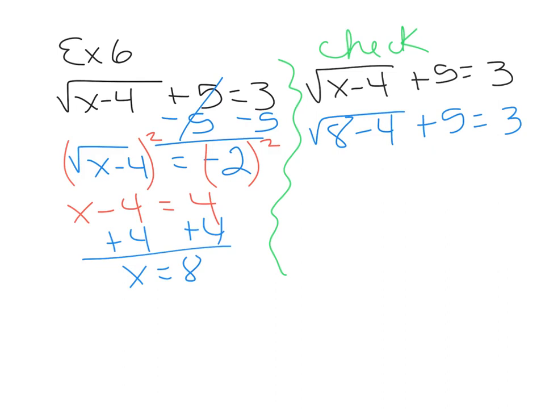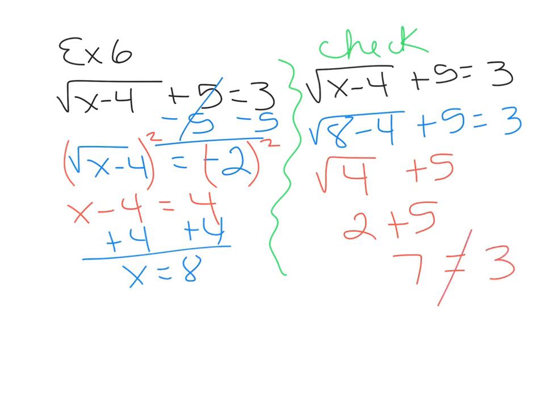8 minus 4 is 4. The square root of 4 is 2. 2 plus 5 is 7. Well, guess what? 7 does not equal 3. This solution here does not check out because it doesn't work when I put it back in this original equation.